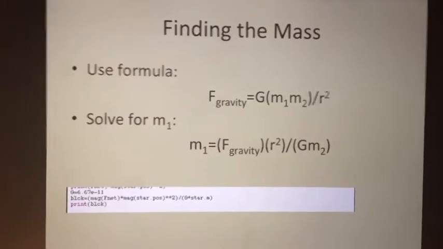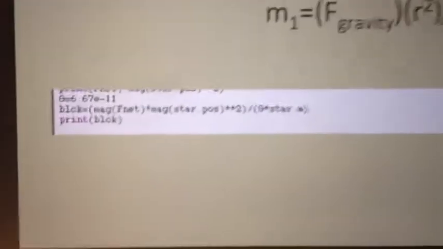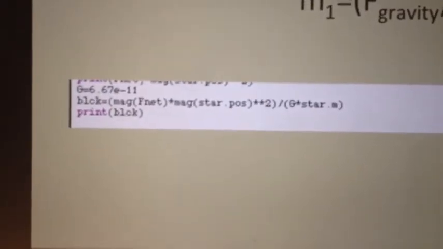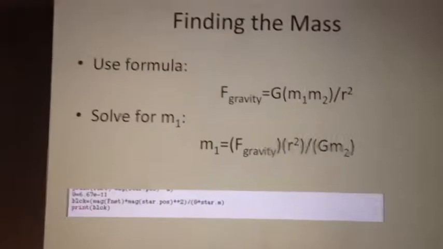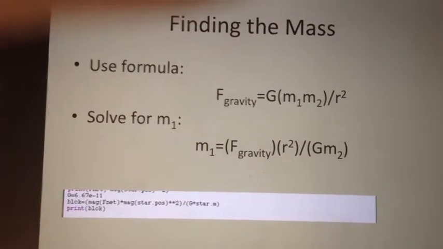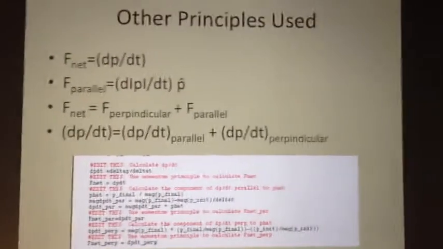So then we solve for m1, as you can see here, and then in my code, it's the same thing. BLCK is set as the mass of the black hole, and m1 is the mass of the black hole in this equation. So, other principles we used to get there.